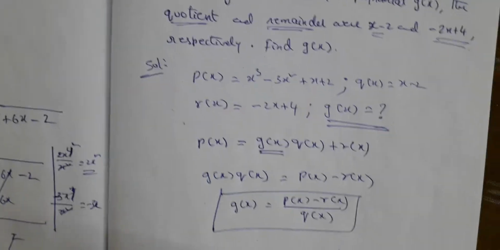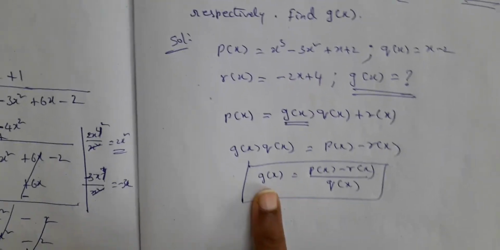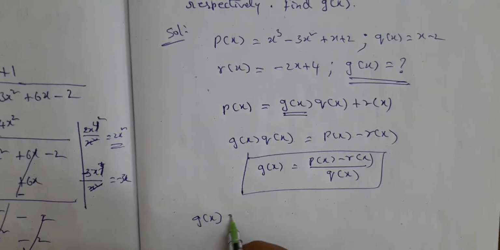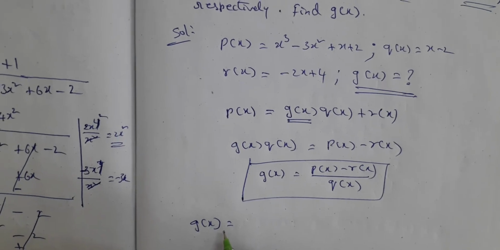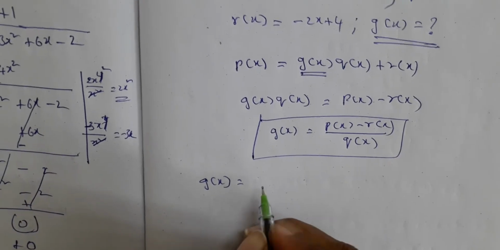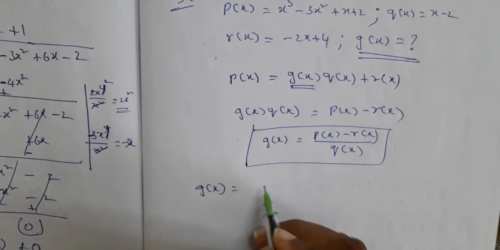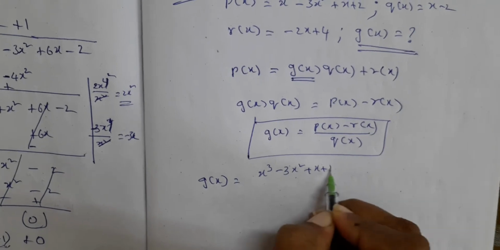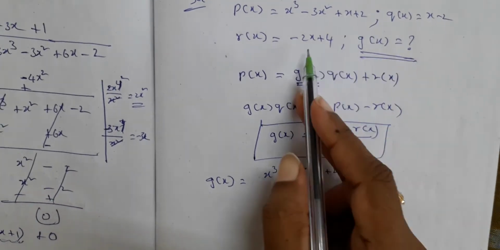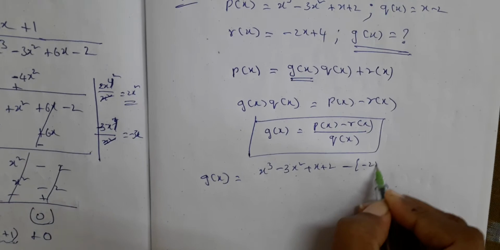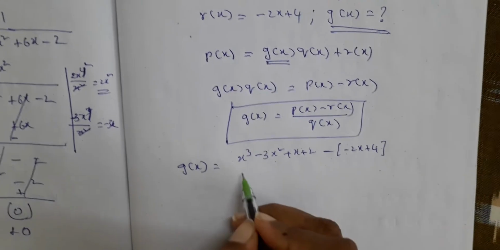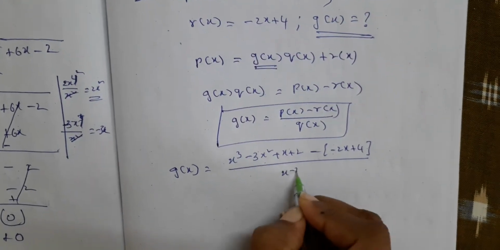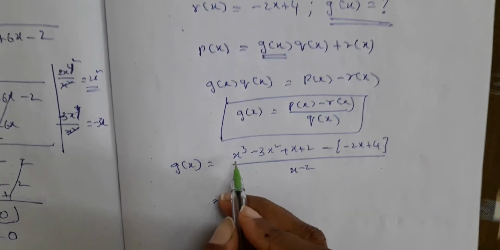So now we are going to substitute in this particular thing and then find out g of x. Okay, so now let us see what it is. G of x is equal to p of x. What is p of x? X cube minus 3x square plus x plus 2, minus r of x. What is r of x? This one, minus 2x plus 4, divided by q of x. What is q of x? X minus 2.